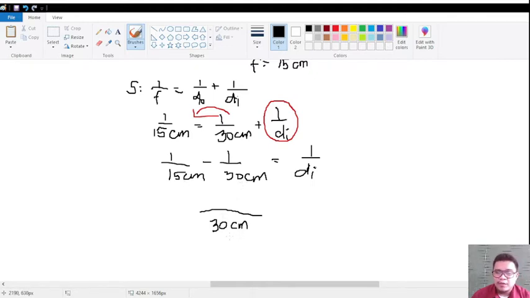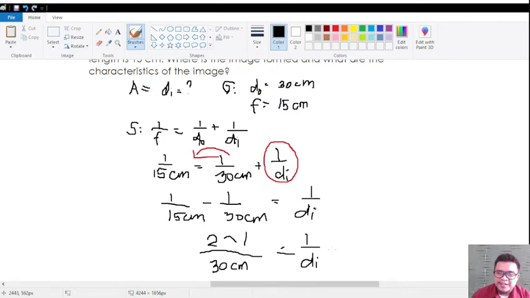So let's continue. 30 divided by 15, that is 2, times 1, which is the numerator, is still equal to 2. Okay? Copy the operation, the minus sign. 30 divided by 30 is equal to 1, times 1 is of course 1. So that is 1 over di. Okay? So let's transfer again on that other side. 2 minus 1 is of course 1, right? So 1 over 30 cm, which is equal to 1 over di.